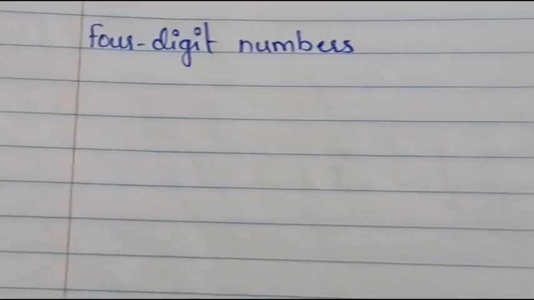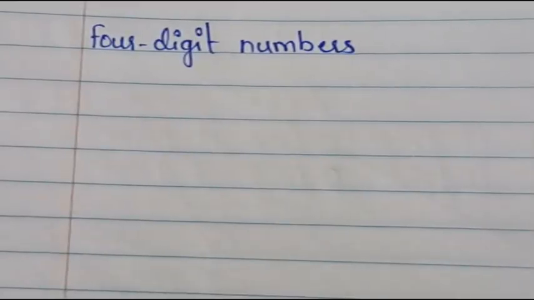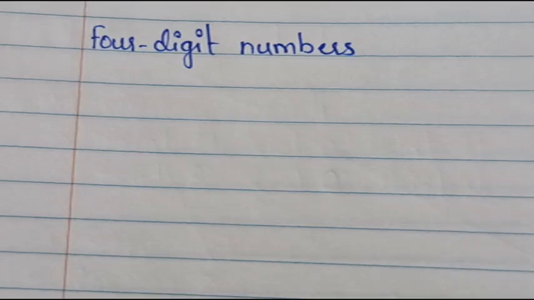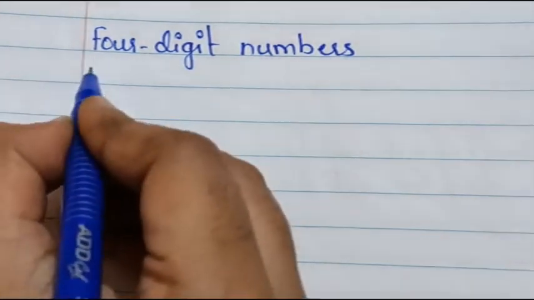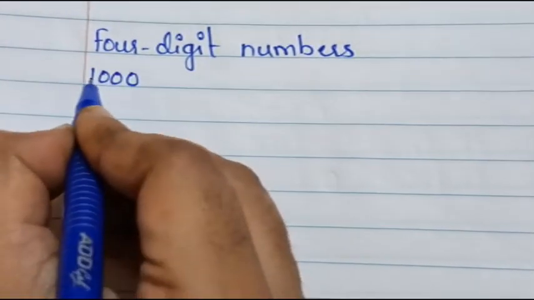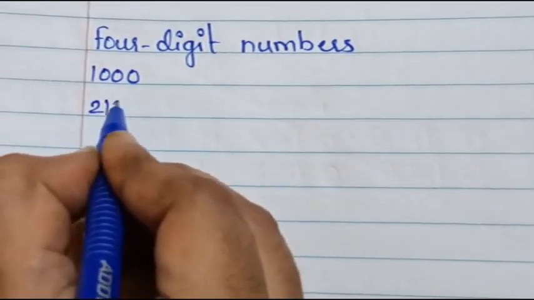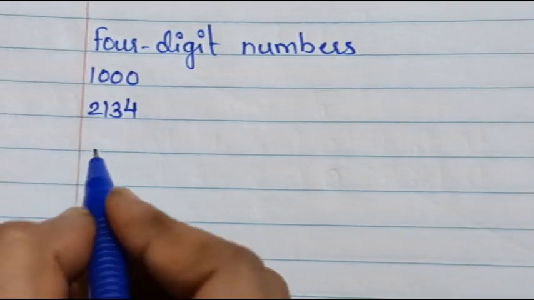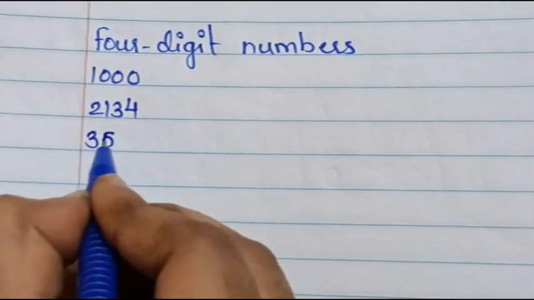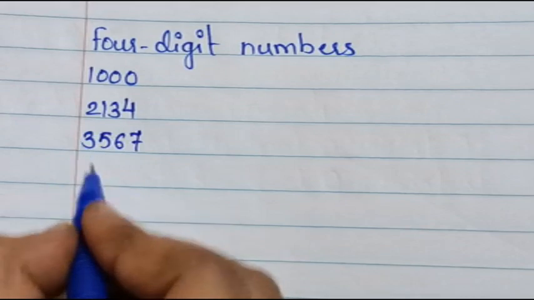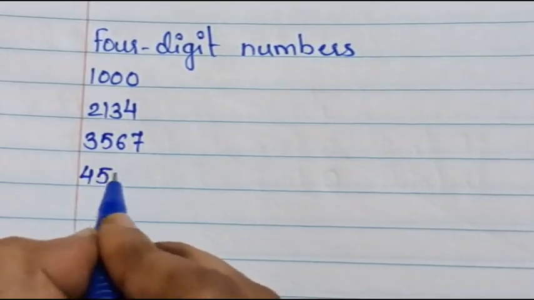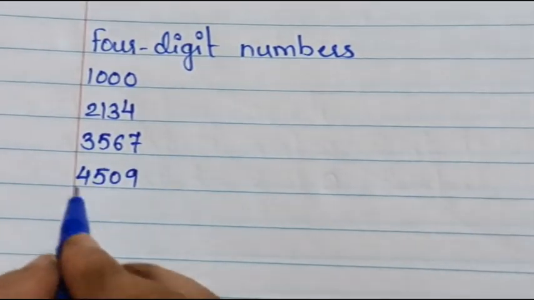Now students, we finished 2-digit numbers and 3-digit numbers. अभी जो single digit numbers है उसमें से 4-digit numbers भी बनाना है. So I'll make the 10 4-digit numbers. First I'll make 1000. Then 2134. Any 4-digit numbers you can write. Then 3567, then 4509.